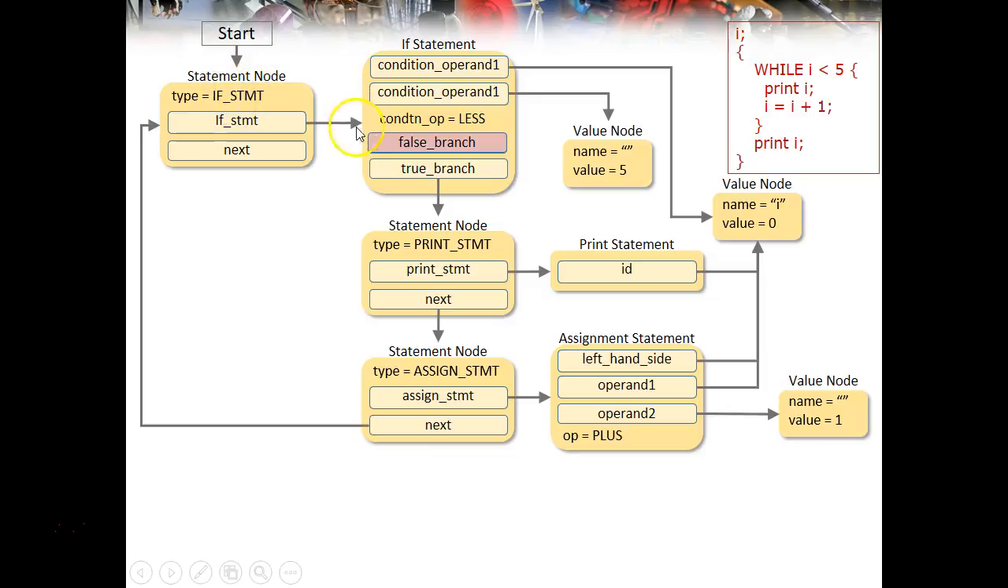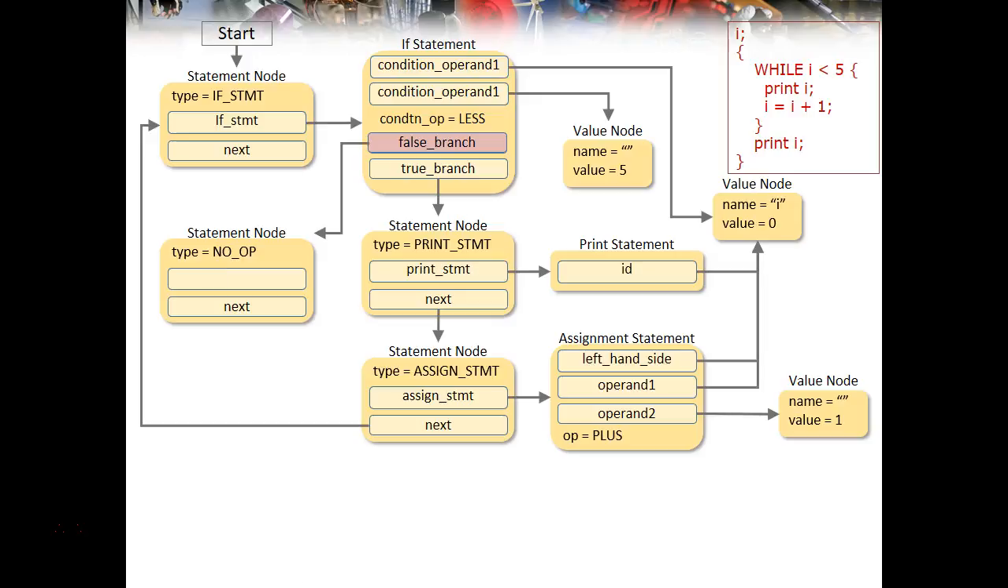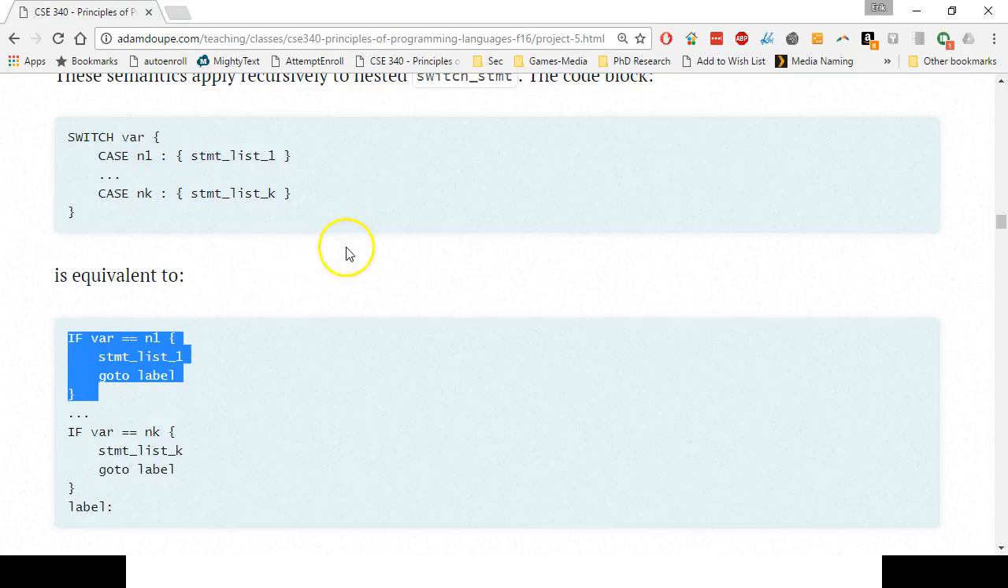Now we want to talk about the false branch. So the false branch is going to point to a no-op. I don't remember specifically why we use the no-op for this. I know it has to do with everything just kind of lining up better when you do this, and I think it'll make your life easier. This is exactly what the specification says.